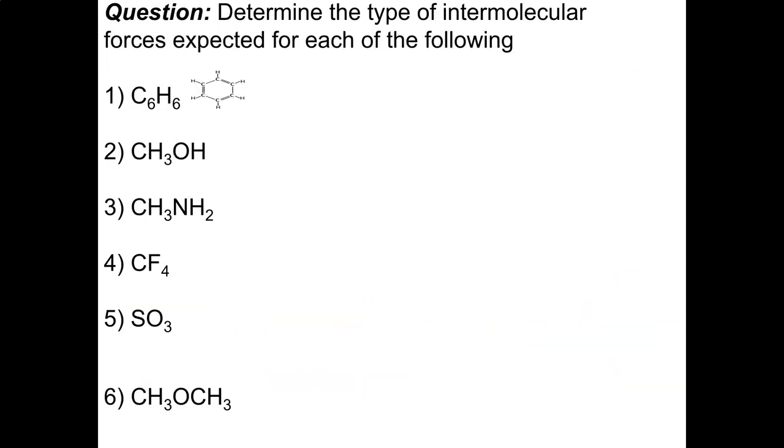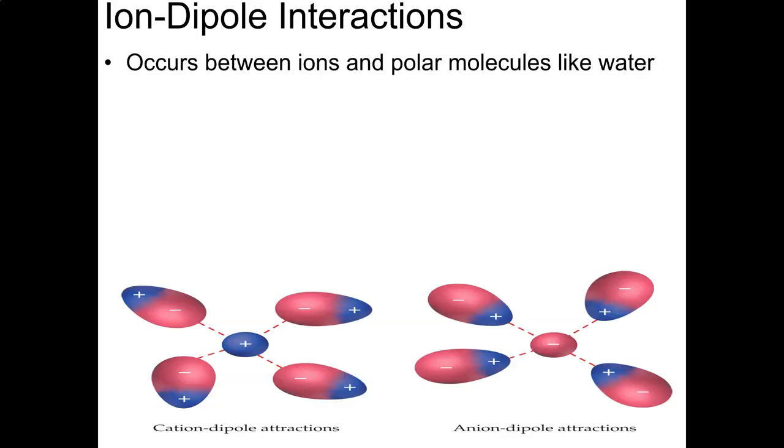Ion dipoles are between an ion and a molecule, and we talked about that a little earlier. So here's an example of an ion dipole. This is a positive ion. Here's a negative ion. Once again, you can see the end of the water molecule that's attracted.